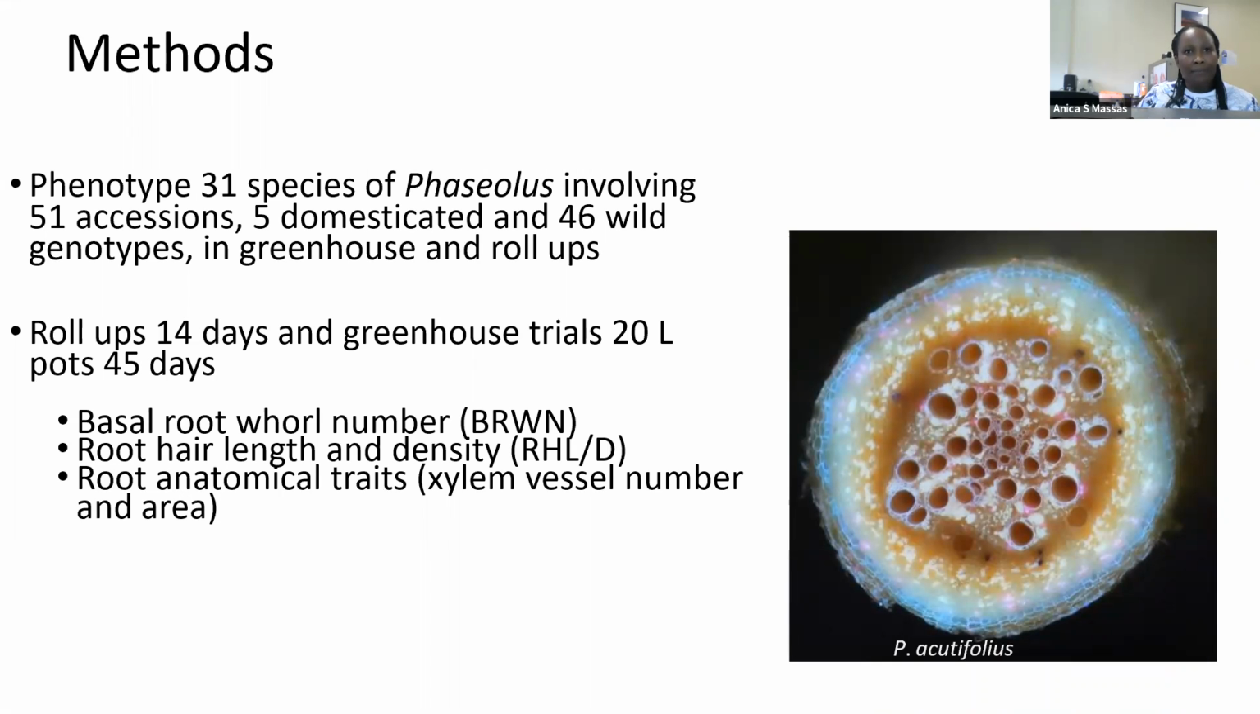Here we had 31 species involving 51 genotypes. Among these 51 genotypes, we had 5 domesticated and 46 wild genotypes. We grew them in a greenhouse and in roll-ups. In the roll-ups, we grew them for 14 days, while in the greenhouse, we grew them for 6 to 7 weeks. We sampled for basal root whorl number, root hair length and density, and root anatomy.